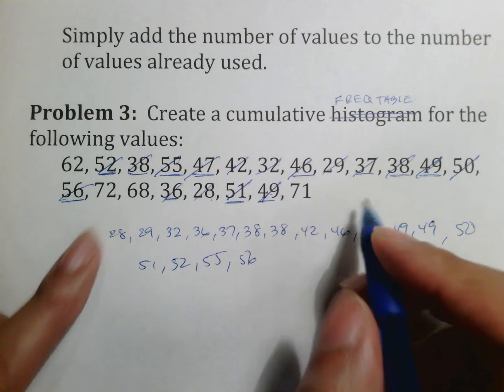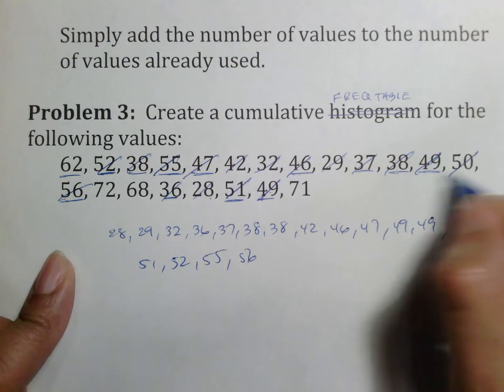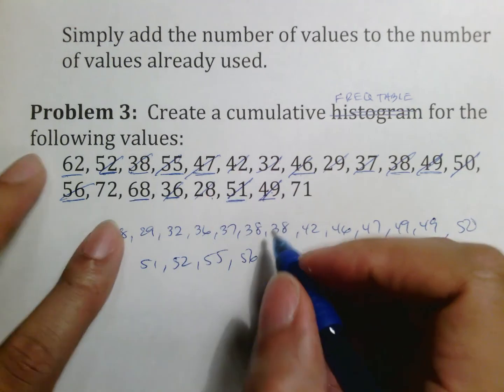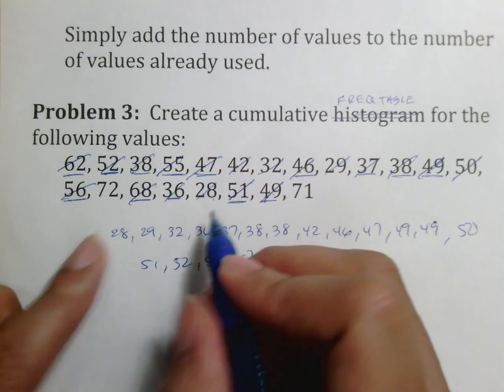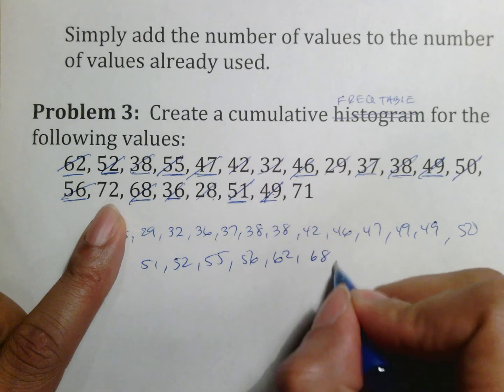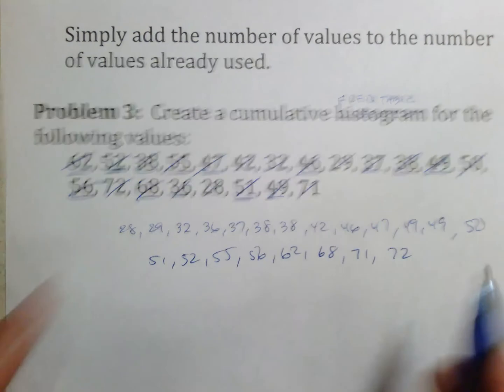Nope. 60s are next. All my 60s. Here's one. All those are gone. Here's another one. So 62 and 68. Cross both of those out. Now we're in the 70s, which is 71 and 72. Cross you, cross you. I think that's everything.